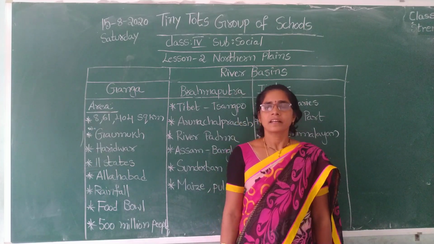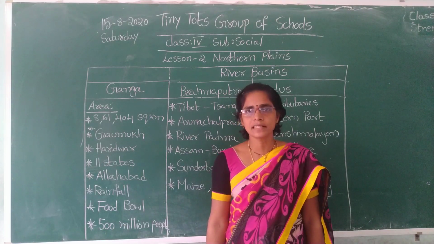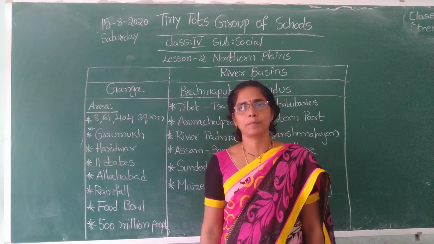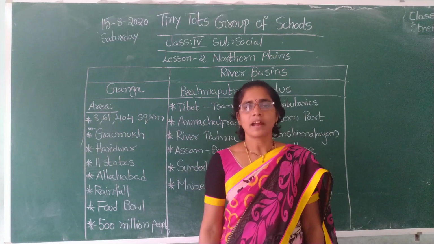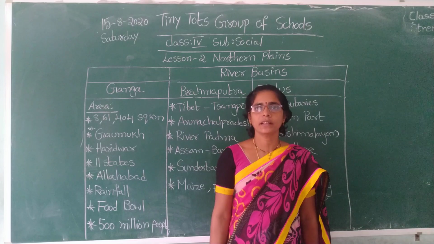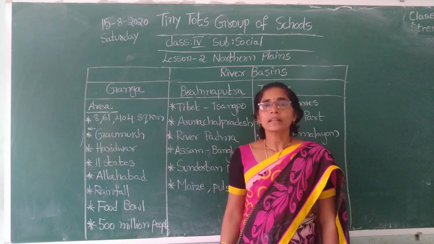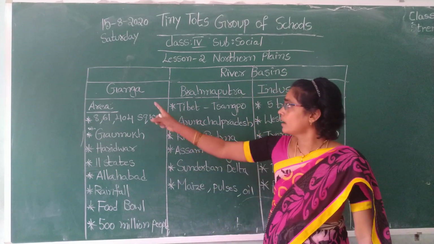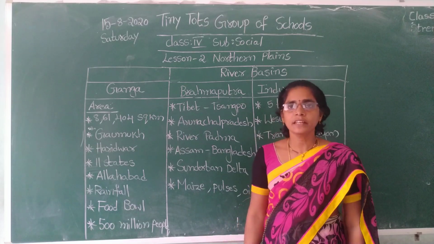Normally plains are created by the rivers because the rivers are bringing the silt from the mountains and depositing it in one place. Because of that, the soil is so capable and ideal for growing crops. We have so many rivers in India, but in northern India, mainly 3 rivers are there: River Ganga, River Brahmaputra, River Indus. They are creating basins in northern India.